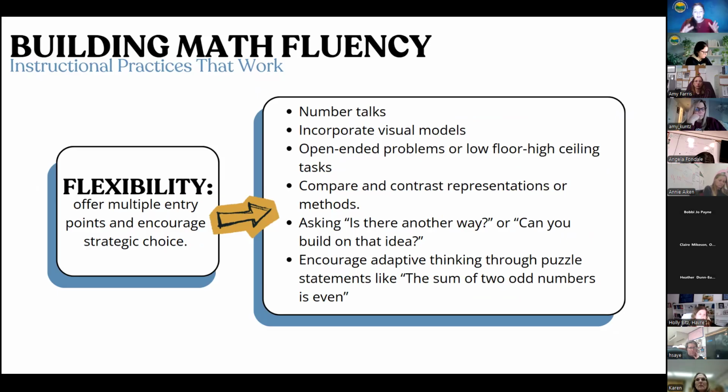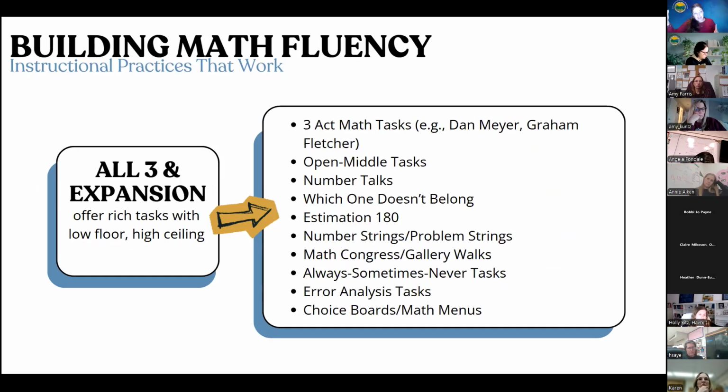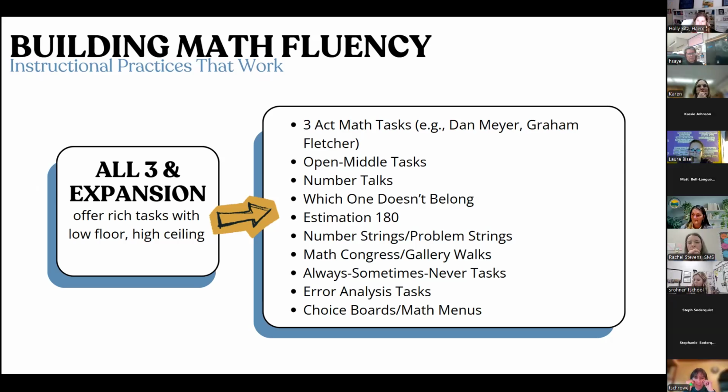And then when we're trying to build all 3 and that expansion component, we'd be looking at some more buzzword tasks, I guess, that engage multiple skills. A lot of good examples of these are 3-act math tasks, open middle tasks, number talks, which one doesn't belong, estimation 180, number strings, math congress or gallery walks, always, sometimes, never, error analysis, and choice boards.